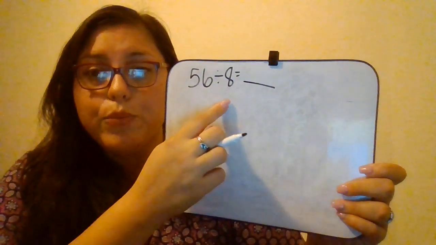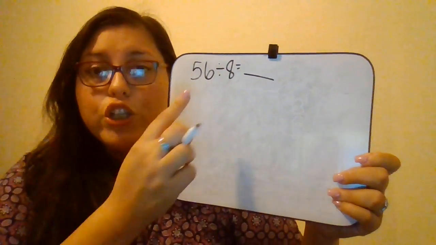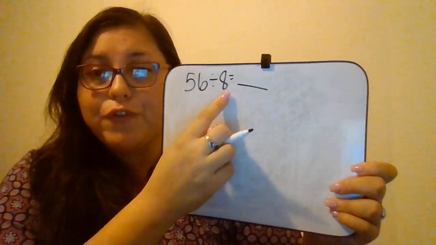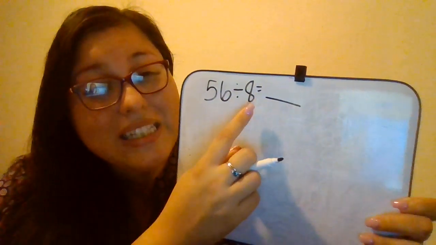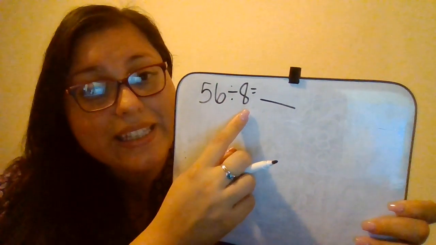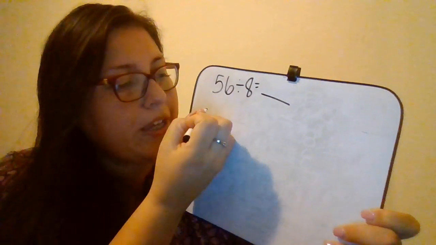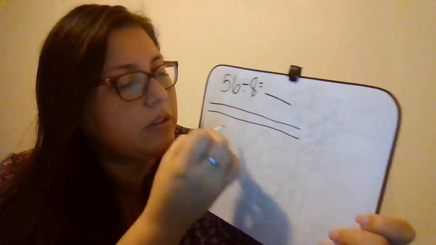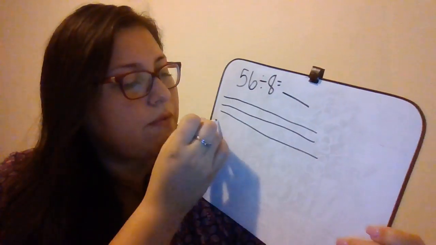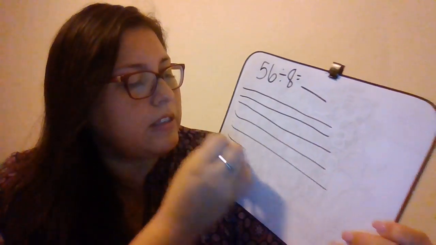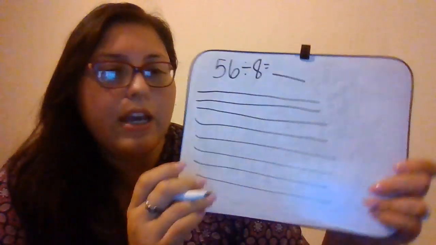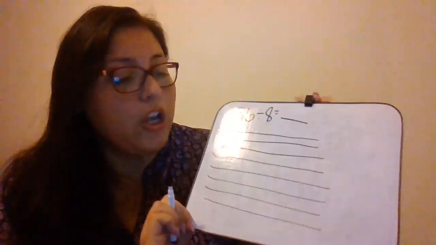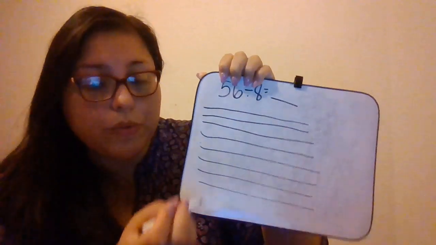So let me review the arrays. 56 divided by 8. You look at the small number first. The small number is 8. So we're going to do 8 rows. You make your 8 rows. 1, 2, 3, 4, 5, 6, 7, 8. 8 rows. And now I have 56 counters. So I start going down the rows like this.